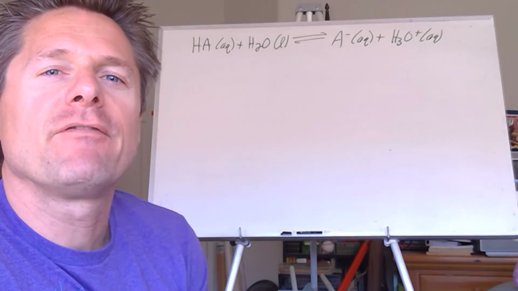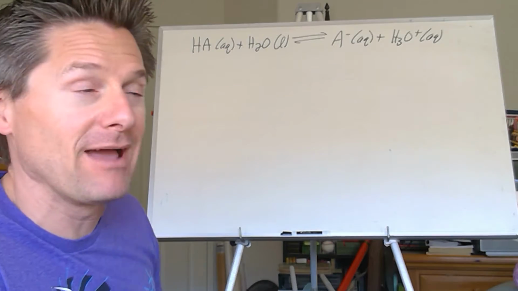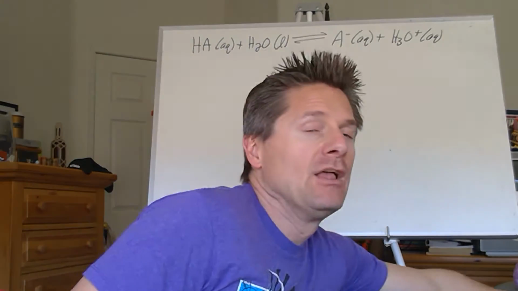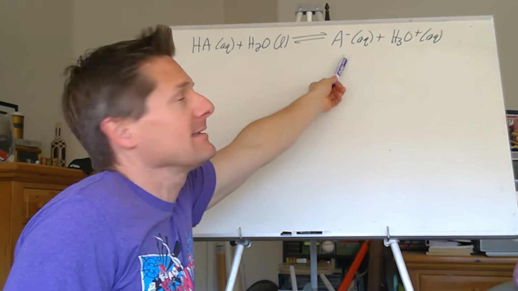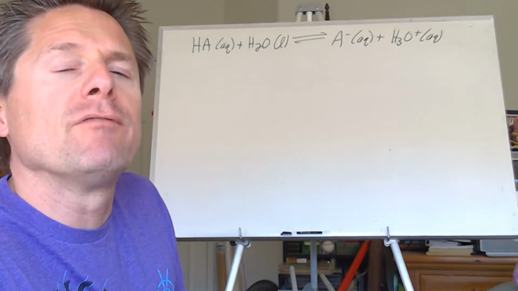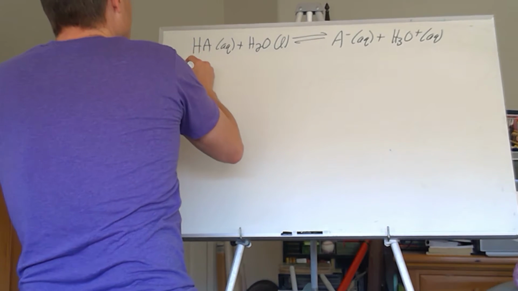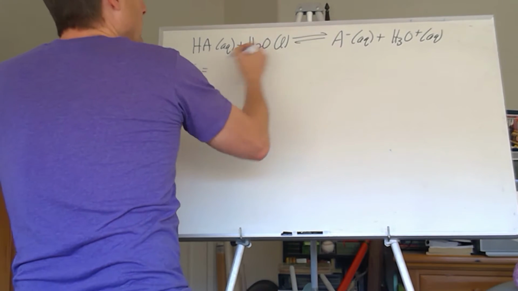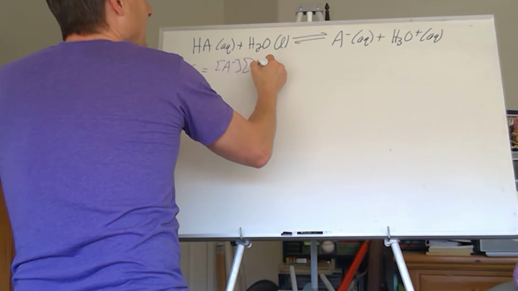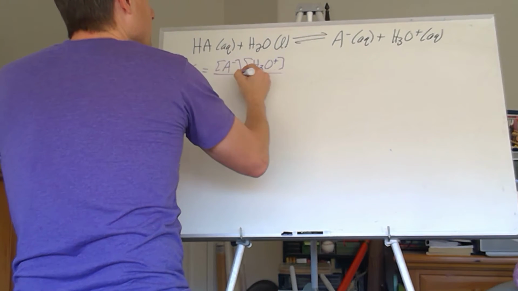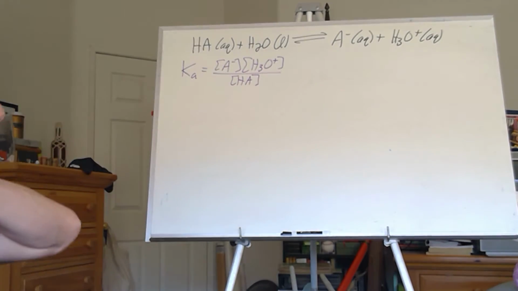All right, you ready for some algebraic gymnastics, guys? I love deriving equations. It's a lot of fun. Let's say we've got a buffer of a weak acid and its conjugate base, roughly equivalent amounts. Let's set up the equilibrium expression for this. So we could say Ka would be the concentration of the conjugate base times the hydronium ion over the original acid.